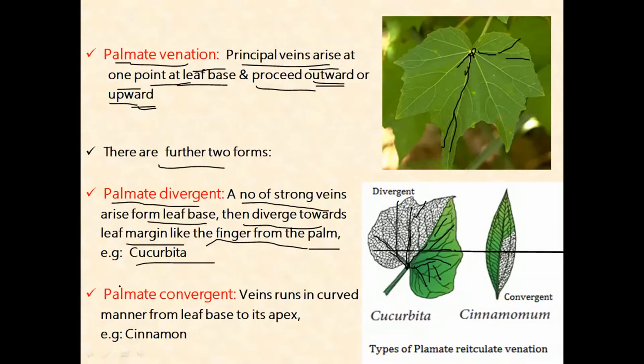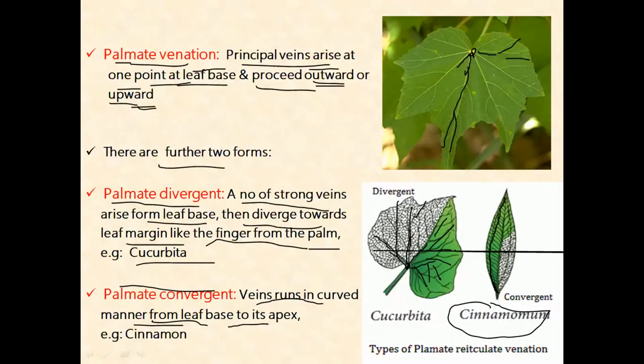Next one is palmate convergent. Here veins run in a curved manner from the leaf base to its apex. For example, it occurs in cinnamon. You can see here, this is the example of palmate convergent. So here the veins run in a curved manner. They arise from the leaf base in a curved manner.